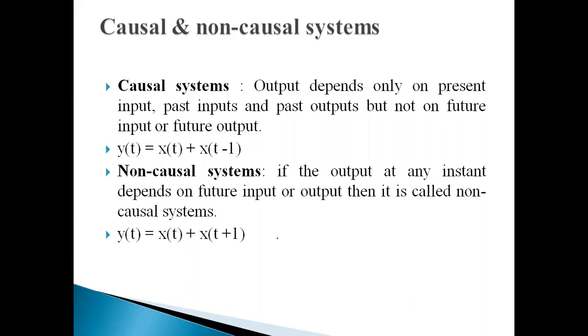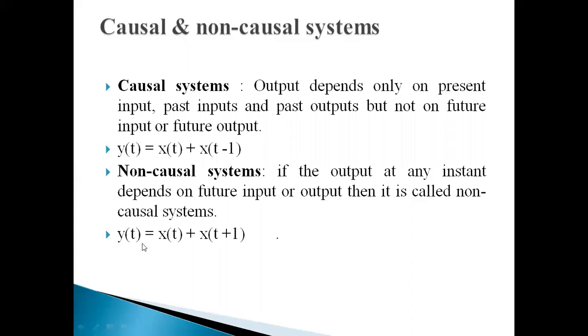Next one is non-causal systems. If the output at any instant depends on future input or output, then it is called a non-causal system. An example of it is y of t is equal to x of t plus x of t plus 1.